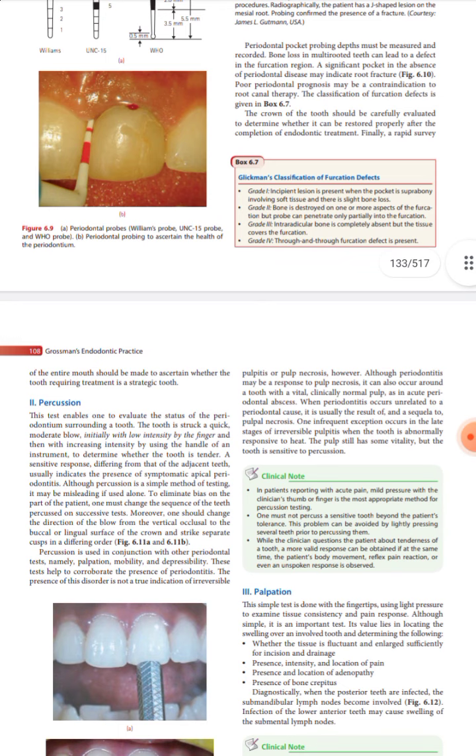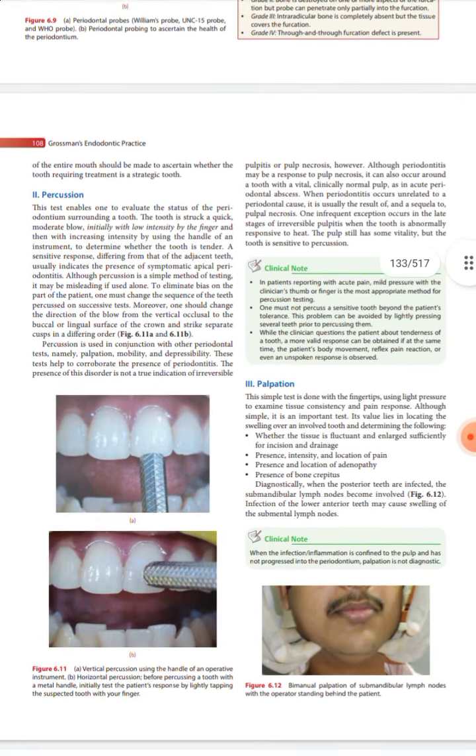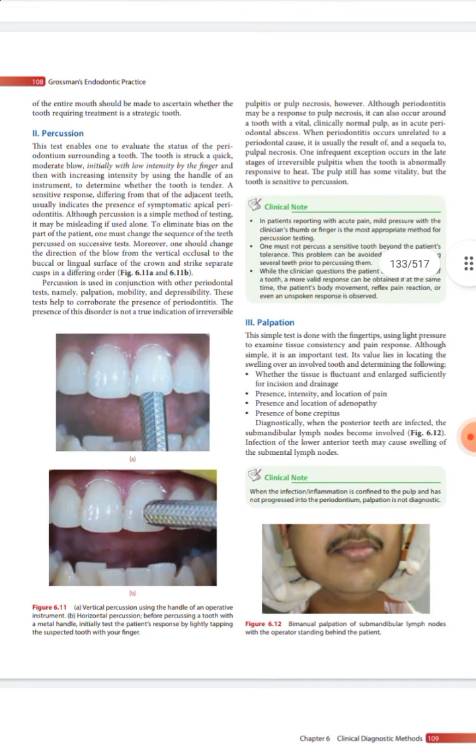The crown of the tooth should be carefully evaluated to determine whether it can be restored properly after the completion of endodontic treatment. Finally, a rapid survey of the entire mouth should be made to ascertain whether the tooth requiring treatment is a strategic tooth.